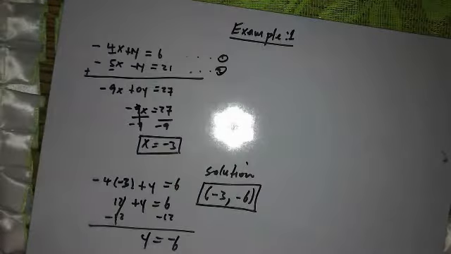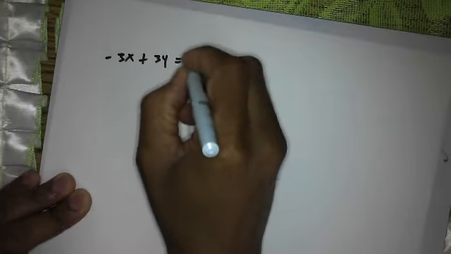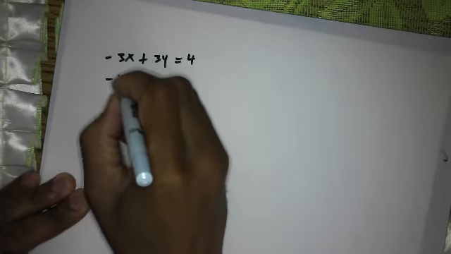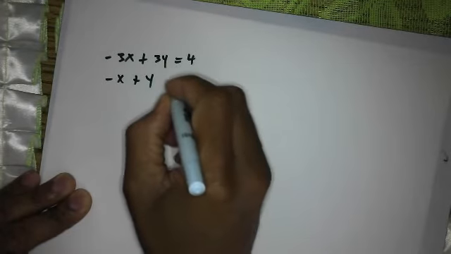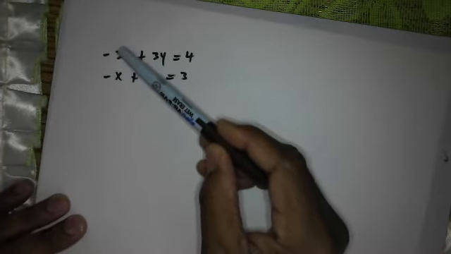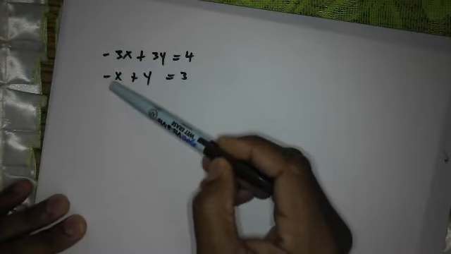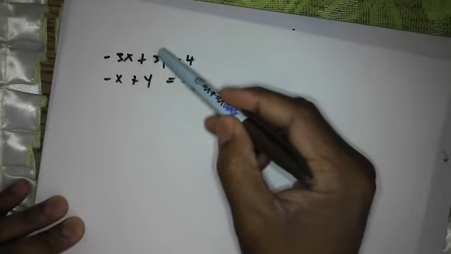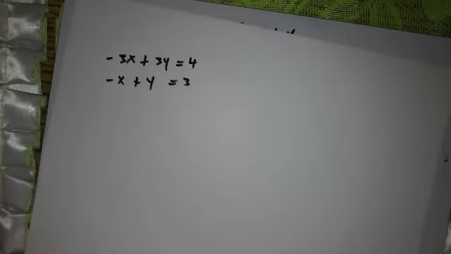Okay, so this time we have negative 3x plus 3y equals 4, and negative x plus y equals 3. Now in this case, when we look at the x, we realize we have a negative 3 here and a negative 1 here, so they are different. We have a positive 3 here and a positive 1 here, they are also different.